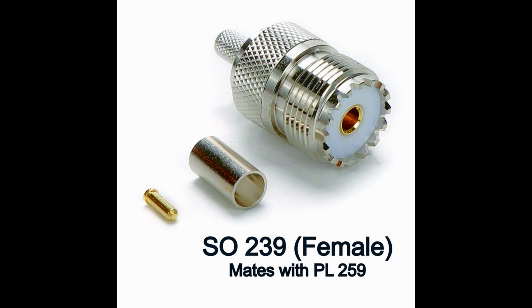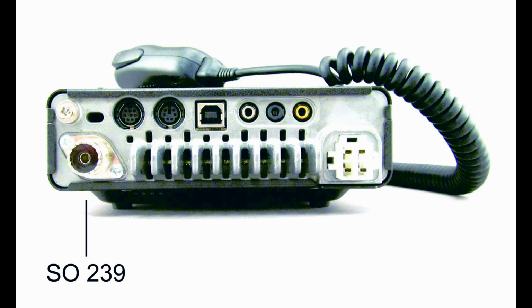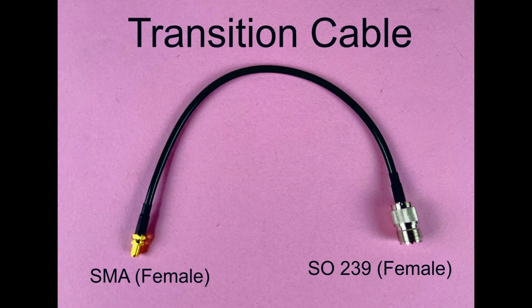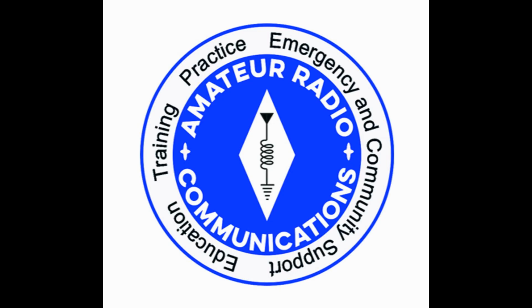The SO239 connector is mounted on the back of the radio to permit the PL259 connector and cable to attach to the radio. It can also be found on extension and transition cables, allowing for the connection of various types of components.